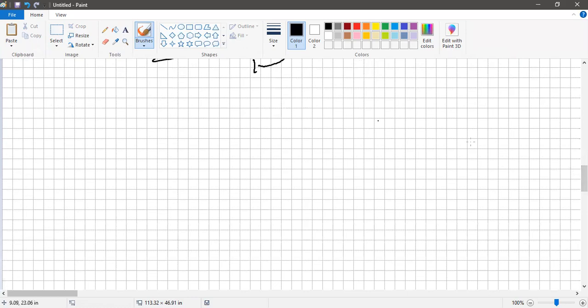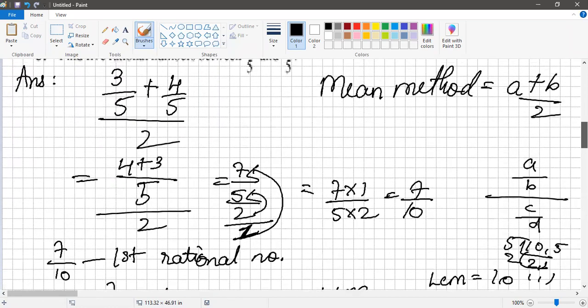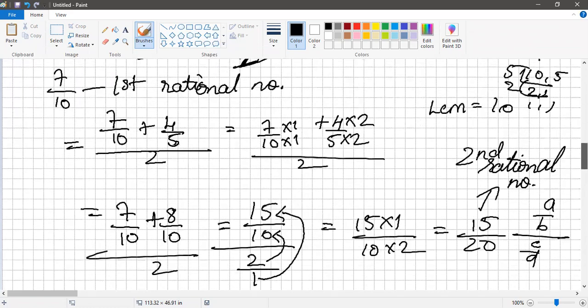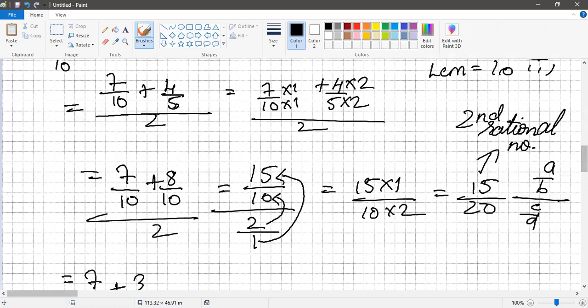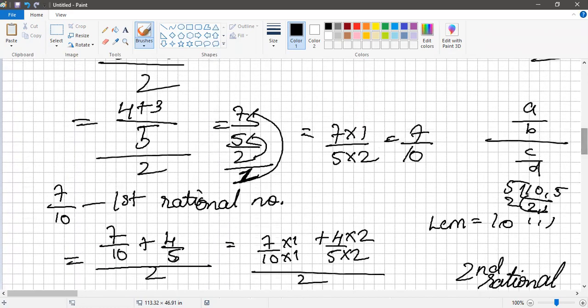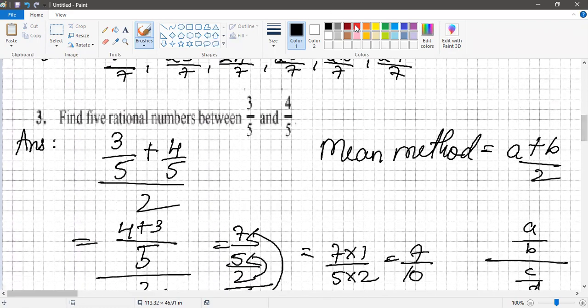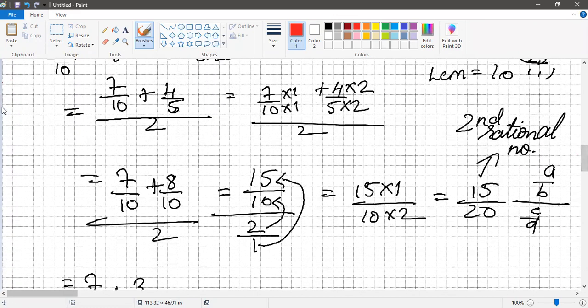Okay, now let's move on to the third one. I took 4 by 5, right? And then we have 3 by 5 also. So I will take 7 by 10 plus 3 by 5. Just a minute, I want to check whether I've taken the right numbers. 7 by 10 plus 3 by 5, yeah. So this is by 2. I'll just write the first rational number, second rational number here. I'll put numbering in the set so that you will find it easier. 1, first rational number, then second rational number.